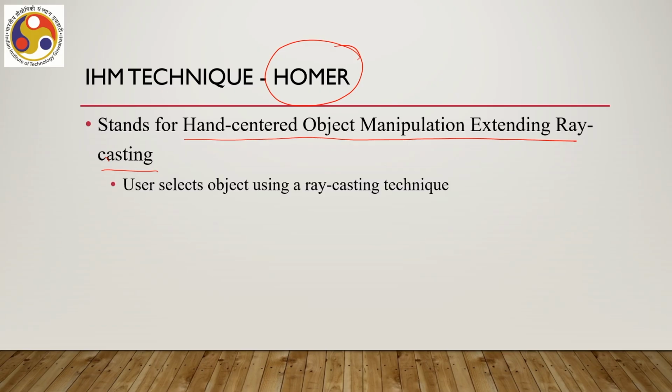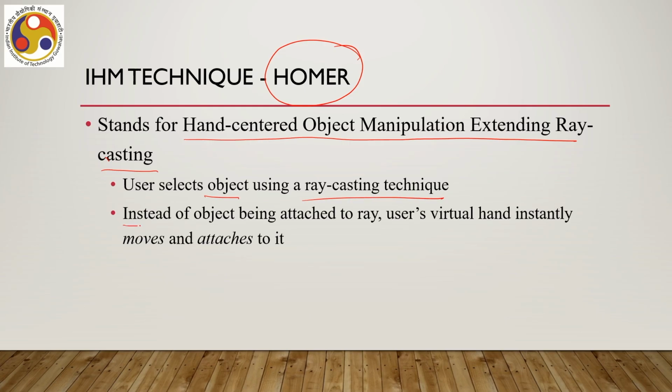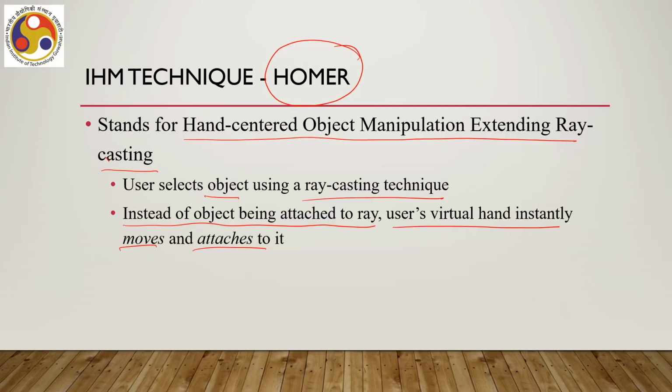Now, in this technique the user selects an object using a ray casting technique. Then instead of the object being attached to the ray, the user's virtual hand instantly moves and attaches to it. So, in the previous cases when we were discussing selection, we said that when we cast a ray, the ray gets attached to the object. In this case, that is not what happens. Instead, once the ray intersects the desired object, the virtual hand of the user moves automatically towards that object and gets attached to the object.